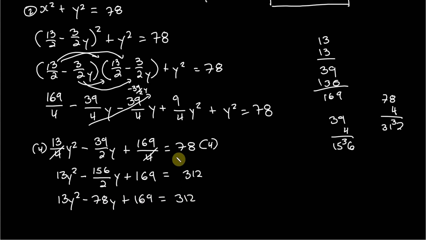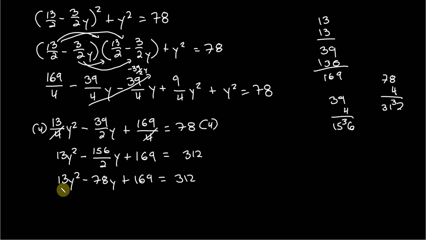Now, my inclination is to divide this entire thing by 13. The question is, is everything here divisible by 13? Because that would simplify it very nicely. 78, I know for sure, is divisible by 13, because 13 times 6 is 78. 3 times 6 is 18, 1 times 6, yeah, 78. So that's divisible by 13. 169 is certainly divisible by 13, because it's a perfect square. 13 times 13 is 169.